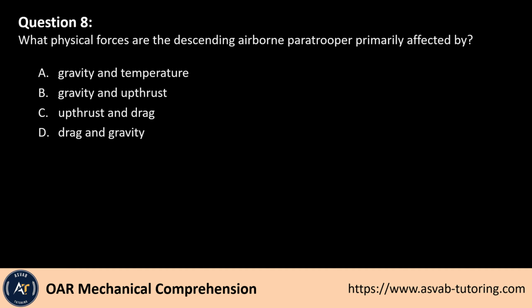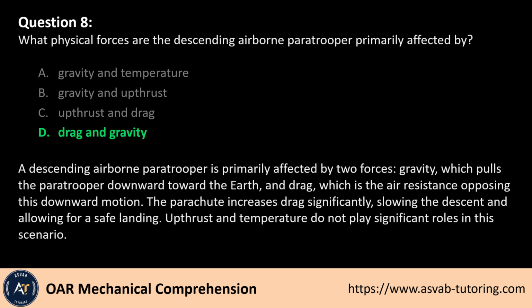Question 8. What physical forces are the descending airborne paratrooper primarily affected by? A. Gravity and temperature. B. Gravity and upthrust. C. Upthrust and drag. D. Drag and gravity. The answer is D. A descending airborne paratrooper is primarily affected by two forces.